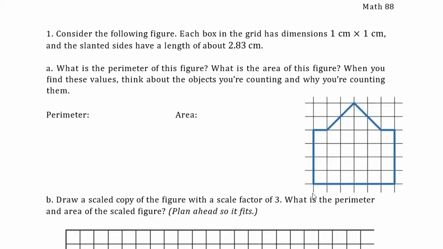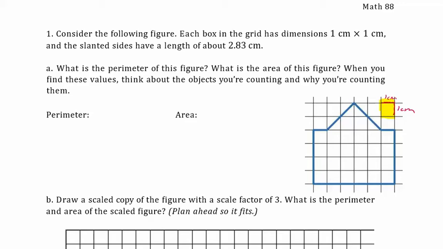So question number 1 in activity 1 says, consider the following figure, which is this figure right here. Each box in the grid has dimensions 1 centimeter by 1 centimeter, and the slanted sides have length of about 2.83 centimeters. Okay, so we know area-wise then this is 1 centimeter here, this is 1 centimeter. So the area of one of these squares is 1 square centimeter. And we can count the centimeters to figure out the perimeter, and we can count the square centimeters to figure out the area.